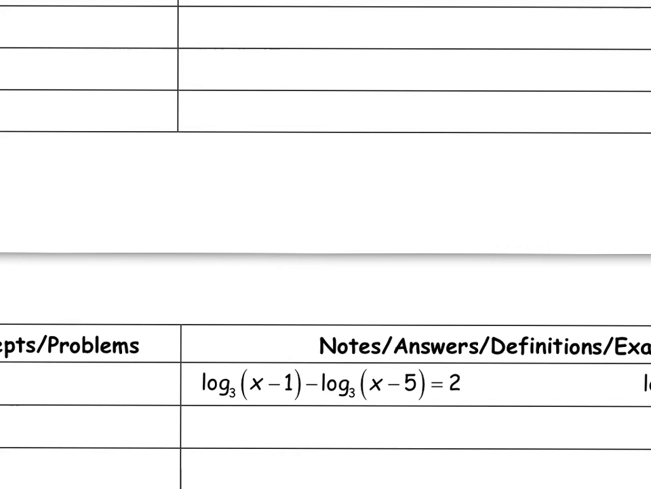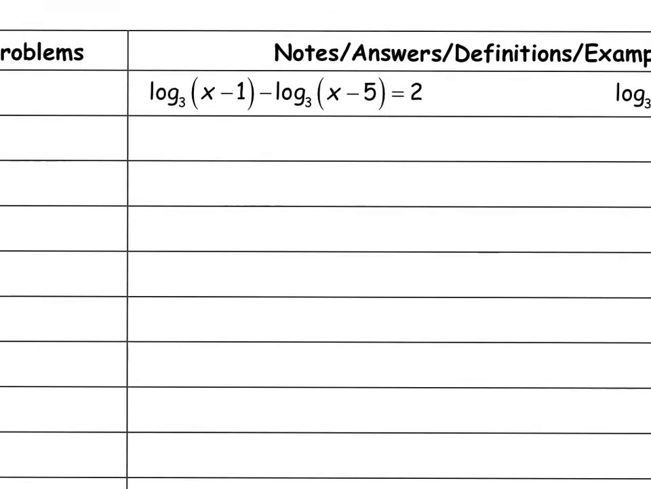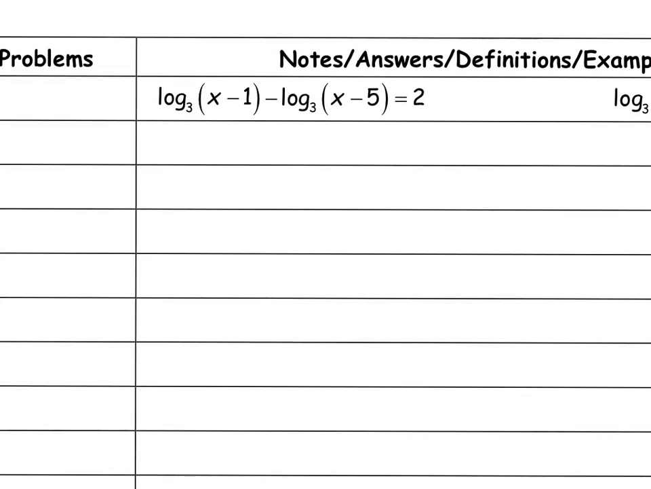Let's see. We're going to go to the next page here. Here we go. Similar type problem. I've got 2 logs on one side with a minus sign in between them. So what does that minus sign mean? It means I can rewrite the problem as a division problem. So I've got log base 3 of x minus 1 over x minus 5, and that equals 2. And now I have 1 log, so if I can't solve it as a logarithm, I'm going to solve it as an exponential.